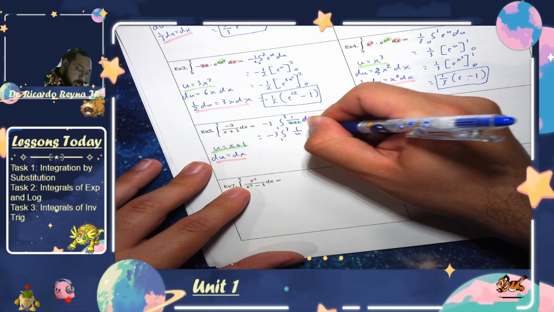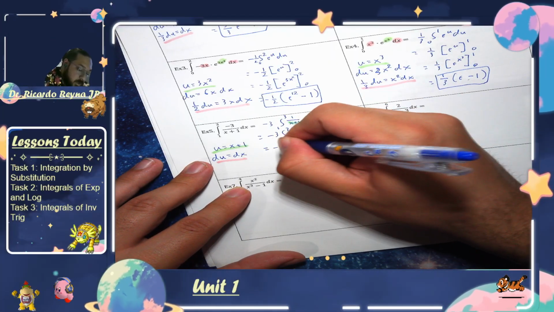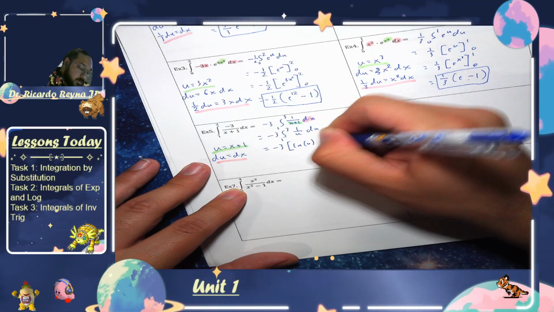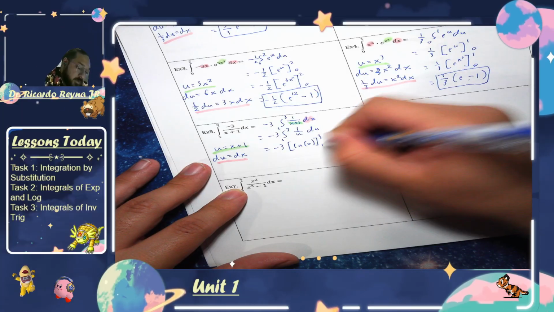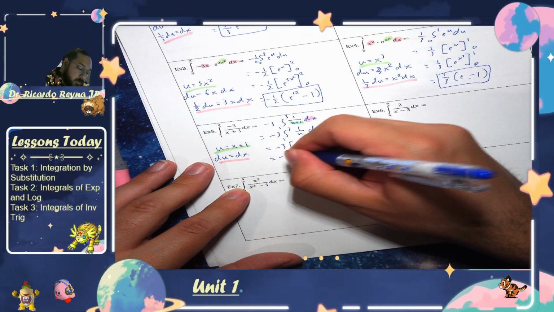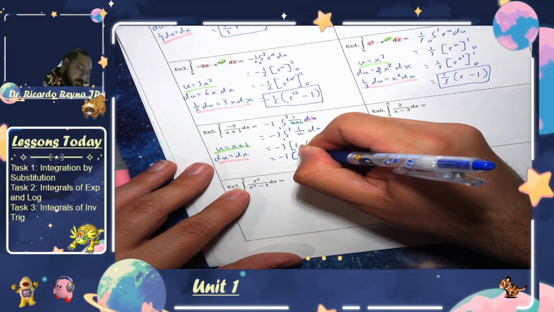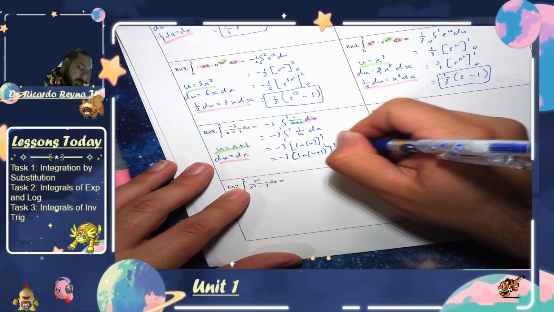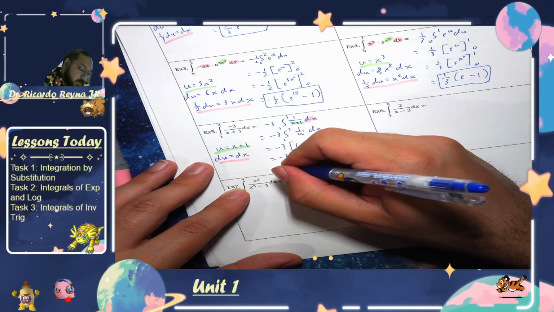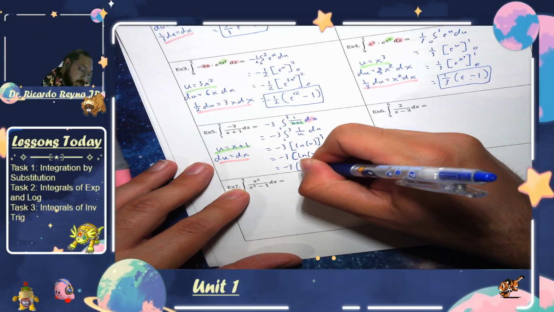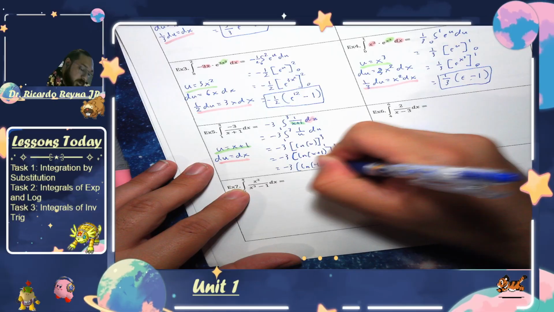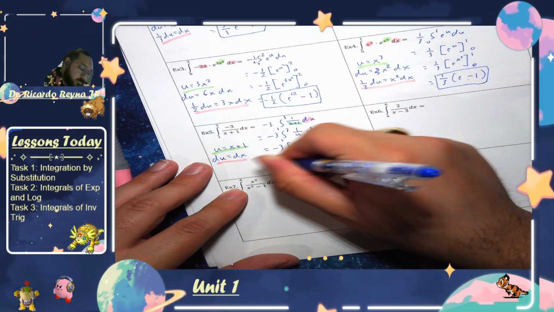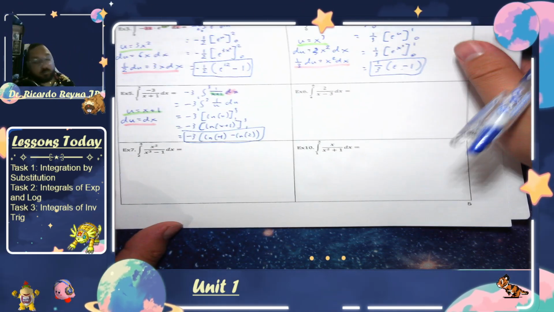1 over u du. And I get ln of u from 3 to 1. Plug in back to where we're using the x. And then we plug in 1 and 3 respectively. We'll get -3 times ln of 4 minus ln of 2. Okie doke.